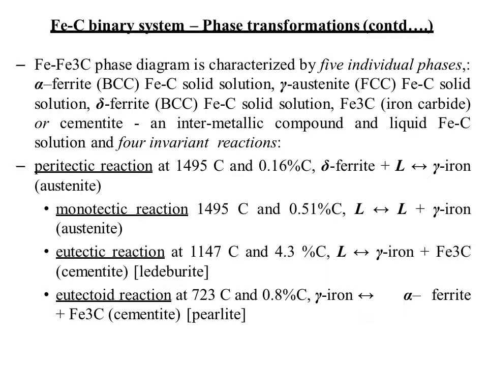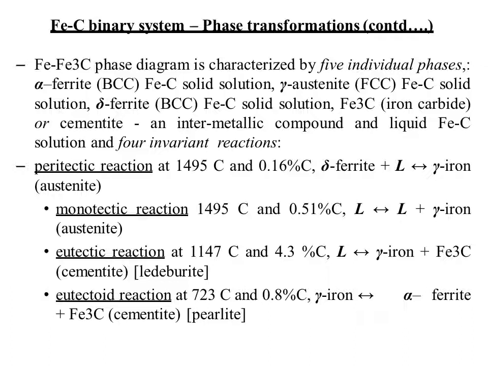So here we can see the Fe3C phase diagram is characterized by 5 individual phases: alpha ferrite, Fe-C solid solution, austenite, Fe-C solid solution, delta ferrite, Fe-C solid solution, then Fe3C iron carbide or cementite, which is an intermetallic compound, and liquid Fe-C solution, and 4 invariant reactions. So these 4 invariant reactions occur at 4 different temperatures.